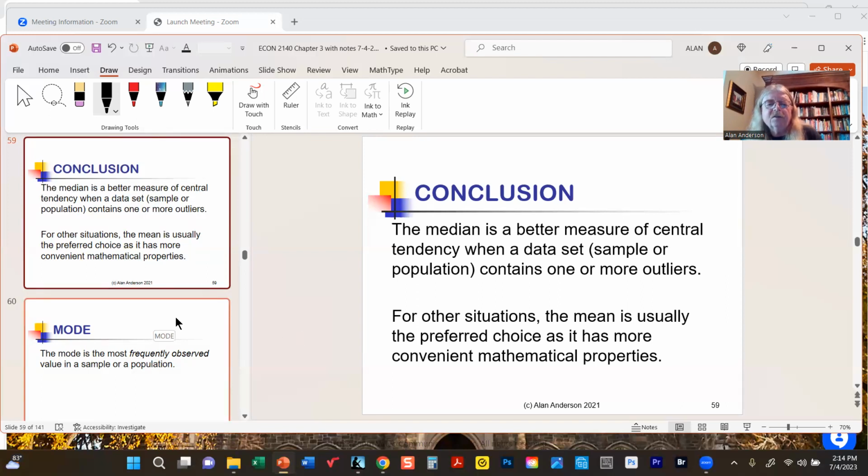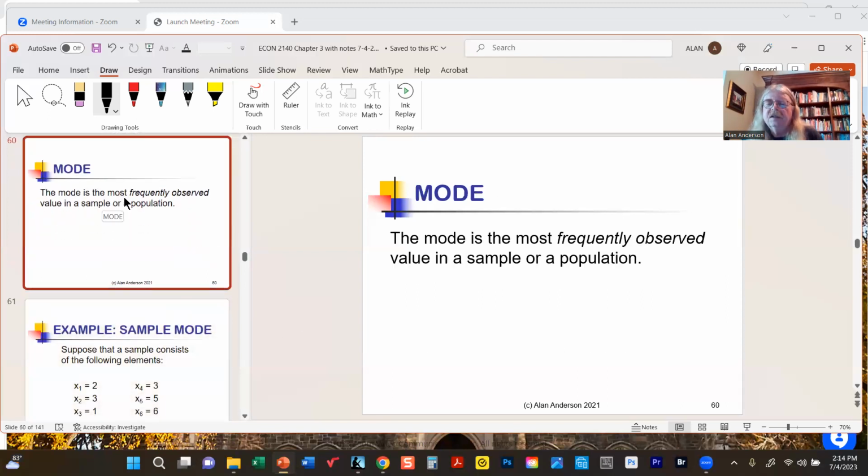All right, and then finally, as we briefly mentioned, the mode is simply the most frequently observed value in a sample or population. So with numerical data, we don't use this very often. I mean, sometimes it can be useful, but it's not nearly as important as the mean or the median.